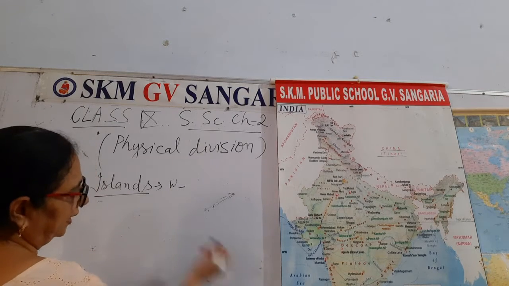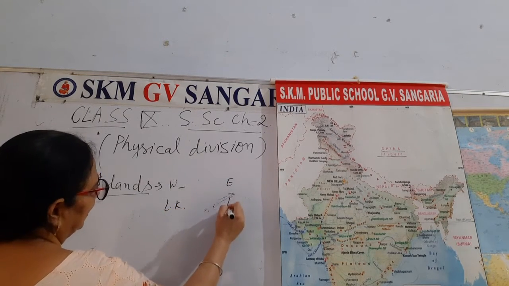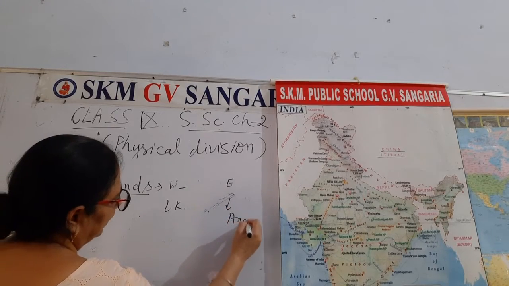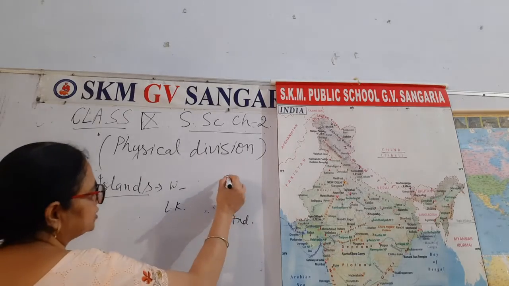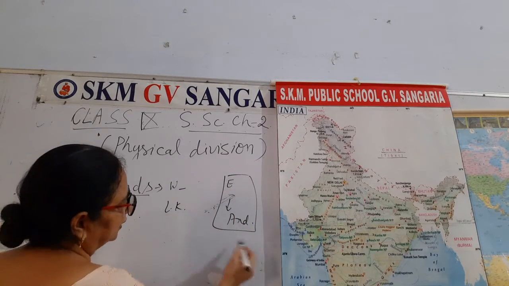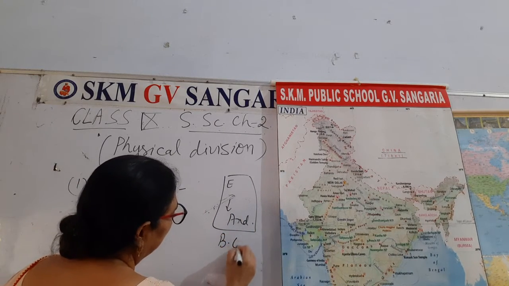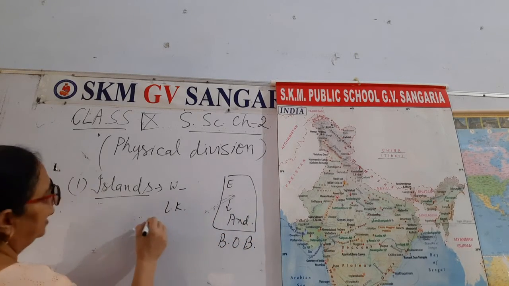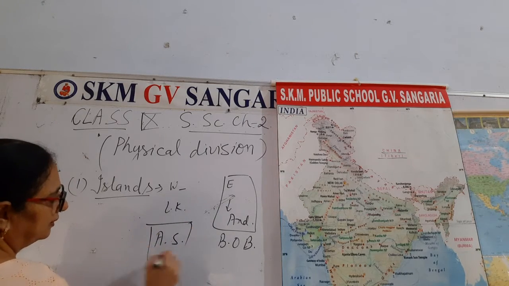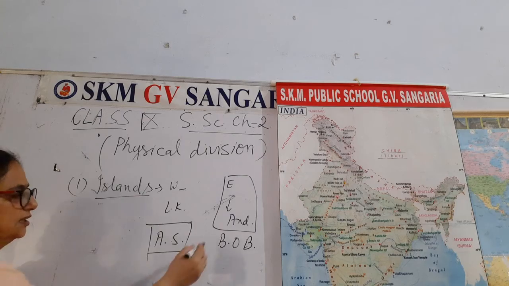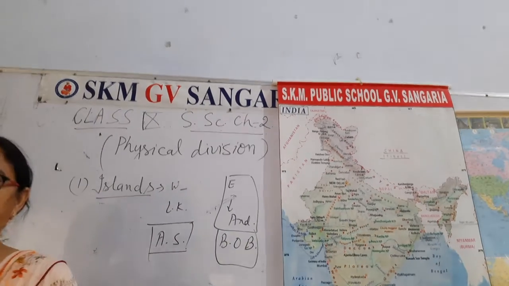Western part of India you have Lakshadweep Islands, and eastern part of India you have Andaman Nicobar Islands. And the eastern islands are located in which sea? It is here in Bay of Bengal. And Lakshadweep Islands, these are situated in Arabian Sea. In this way you may locate easily.